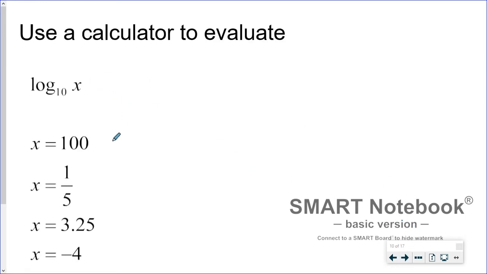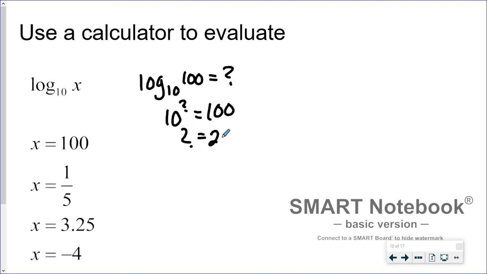So let's go ahead and use a calculator to do this. First one we don't really need a calculator for, right? Log base 10 of 100 equals something. You can make it an x, you can make it a question mark. So if you write this in exponential form, 10 to what power equals 100? Well, that obviously equals 2, right? 10 squared. These other ones, however, we will need a calculator for.